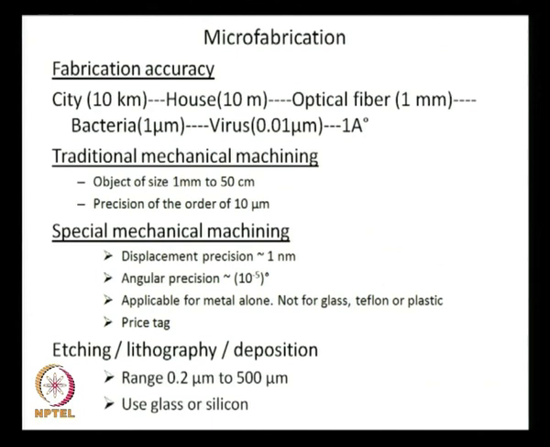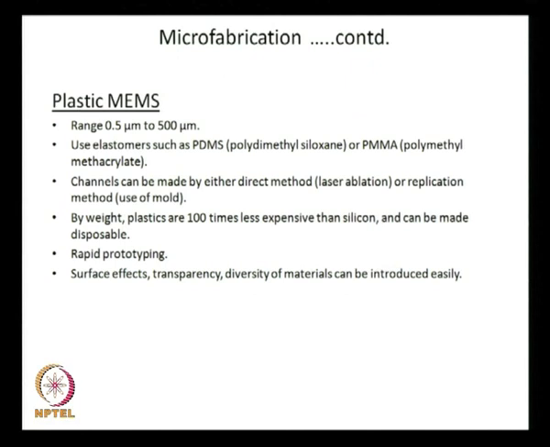I am going to discuss, because this etching, lithography and deposition is something new to you, I will discuss briefly what these techniques are about, but I would like to point out here that the range is 0.2 micrometer to 500 micrometer, and the use of glass or silicon is there. You can use glass or silicon. So this etching, lithography and deposition technique can be used for microfabrication. These are primarily used in semiconductor industry, and these are borrowed from there, and these work just fine.